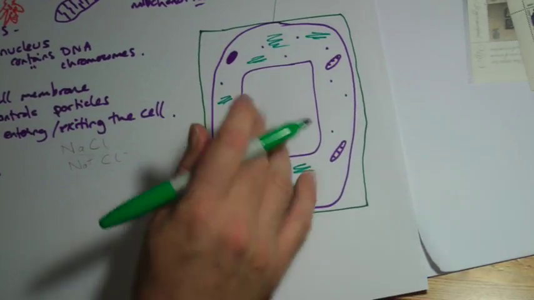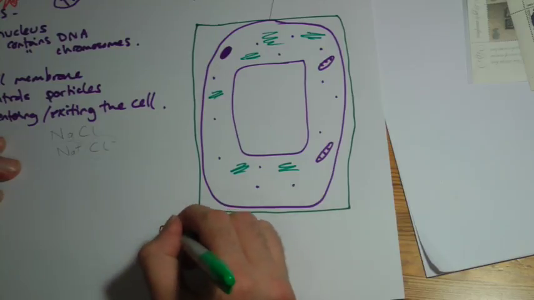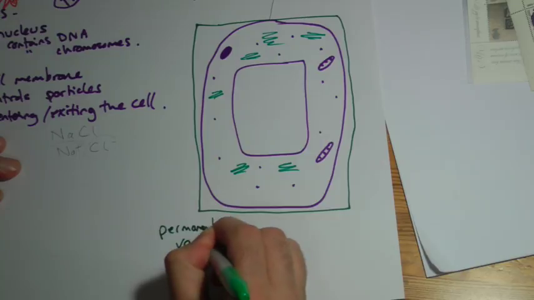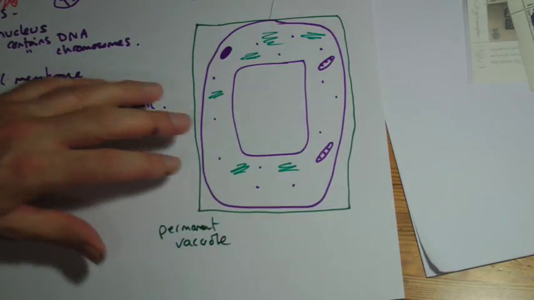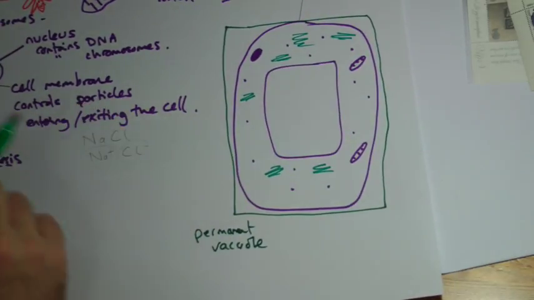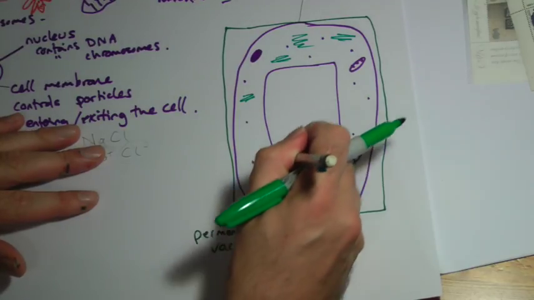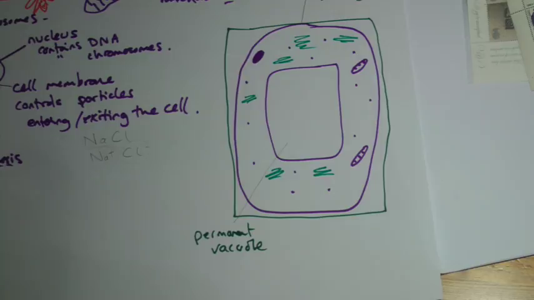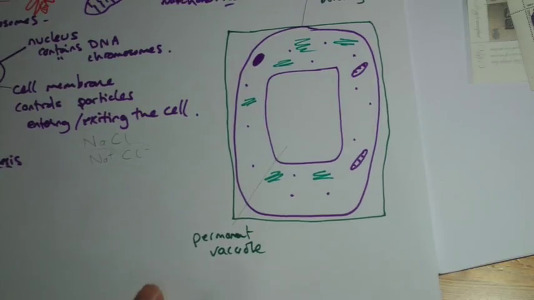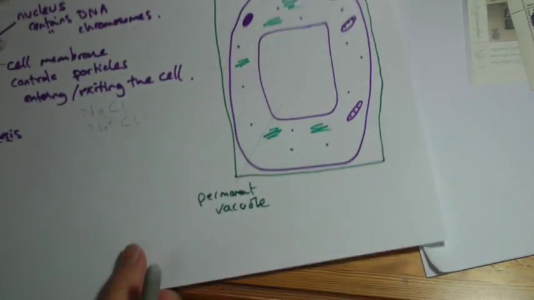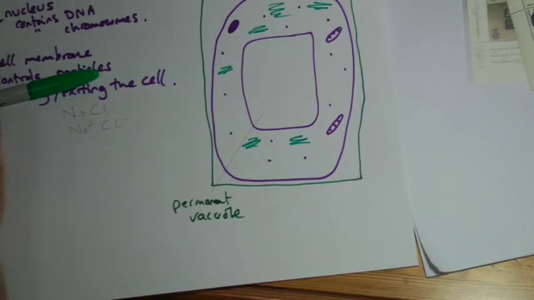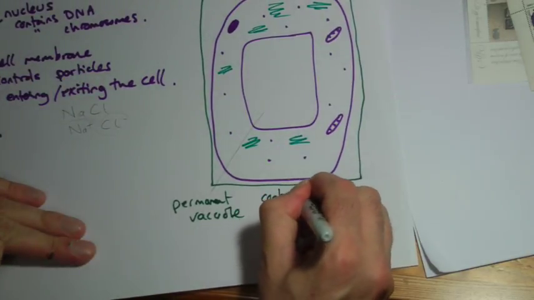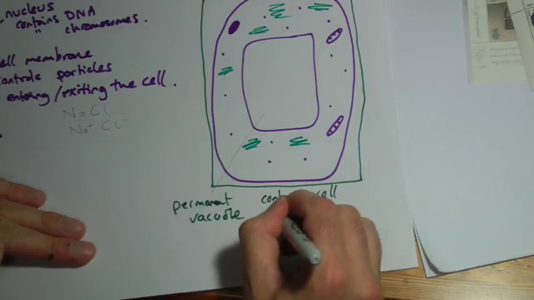This bit in the middle is called a permanent vacuole. Why permanent? Well, you can get vacuoles in animal cells, but they're not permanent. They are temporary. This one stays there all the time. Again, it's a bit difficult to understand what this does unless you've done things on osmosis. It contains a mix of sugars called cell sap.